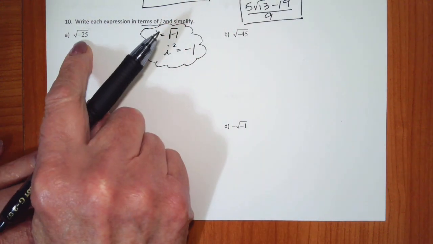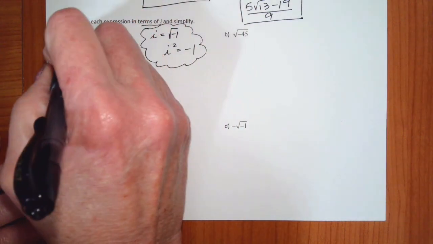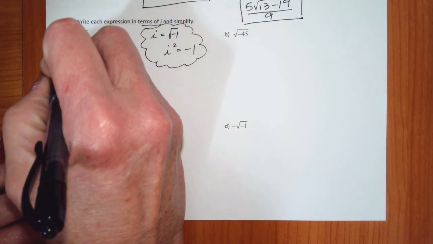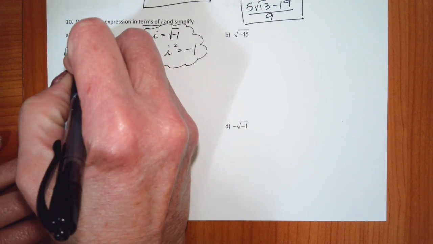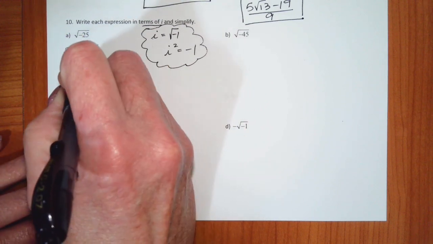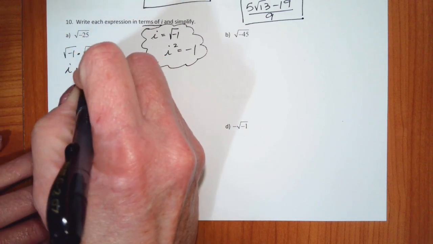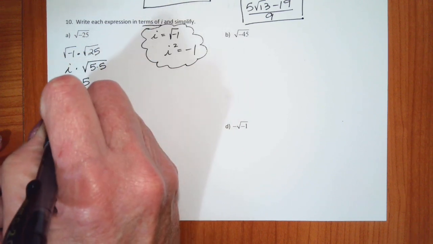So if I want to simplify this expression and write it in terms of i, the first thing I'm going to do, and I'll do this on the first one, is rewrite this as the square root of -1 times the square root of 25, which gives me i times the square root of 5 times 5, which is i times 5, or 5i.